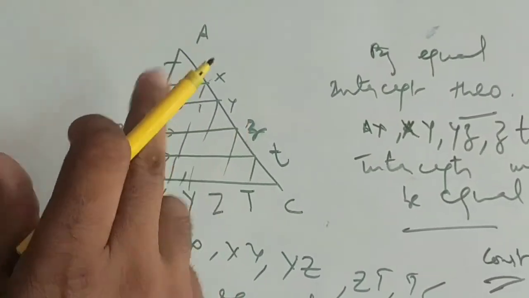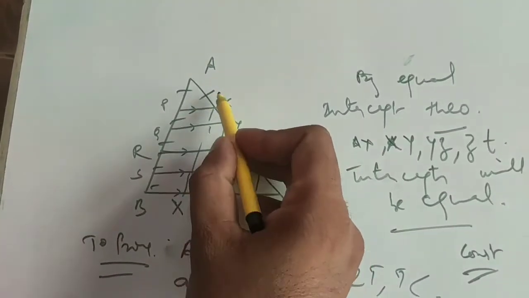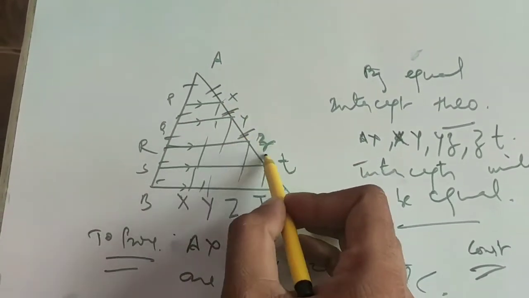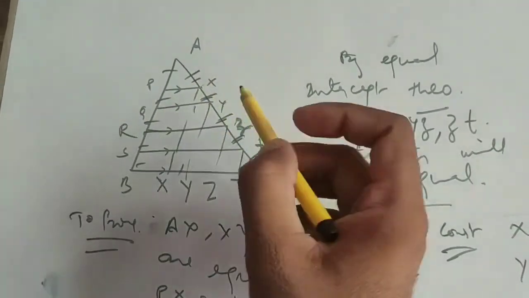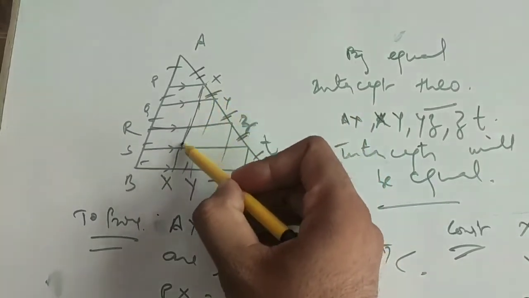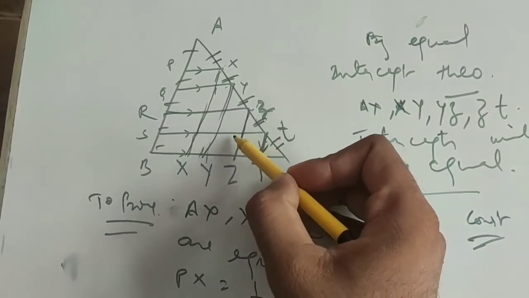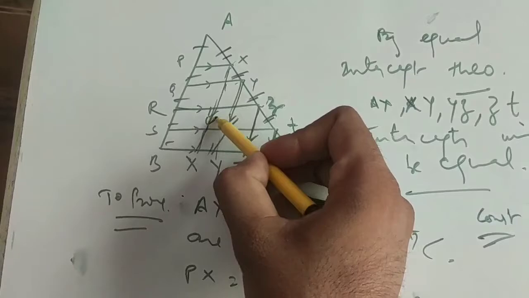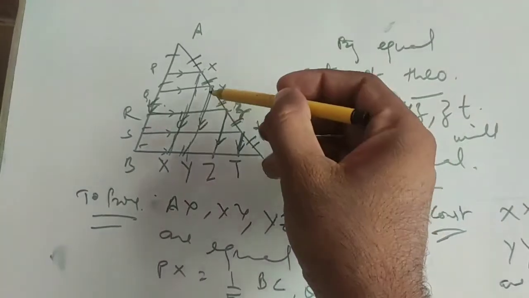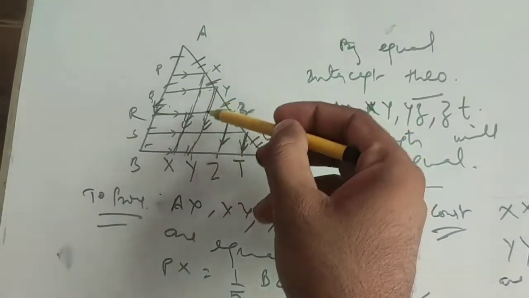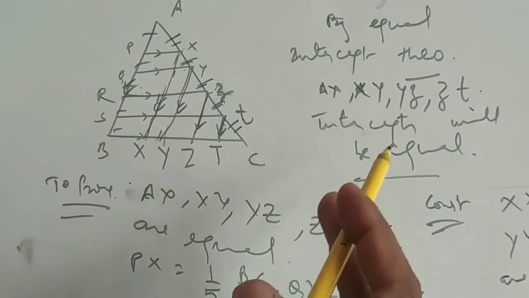Forget these lines, now we know that AX, XY, YZ, ZT and TC are equal. These intercepts are equal, we have just proved. Now these are equal and these lines are parallel to each other and parallel to this line segment AB. So similarly, this line XX, YY, ZZ will also have equal intercepts.